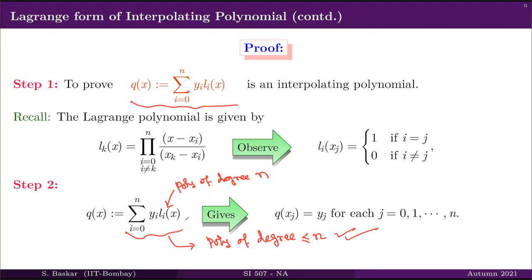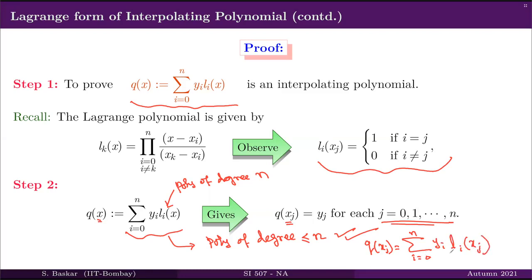Coming to the next condition, that is the interpolating condition. Thanks to this property of the Lagrange polynomial, you can see that if you put x equal to xj, that is one of the node points, then what happens? You can see q of xj will be sigma i equal to 0 to n yi li of xj, right? So all terms for which i is not equal to j will vanish because of this condition, and one term surely will be there with i equal to j, because i is running from 0 to n and j is one of these integers. Therefore, i will surely be equal to j in one of the terms of this sum.